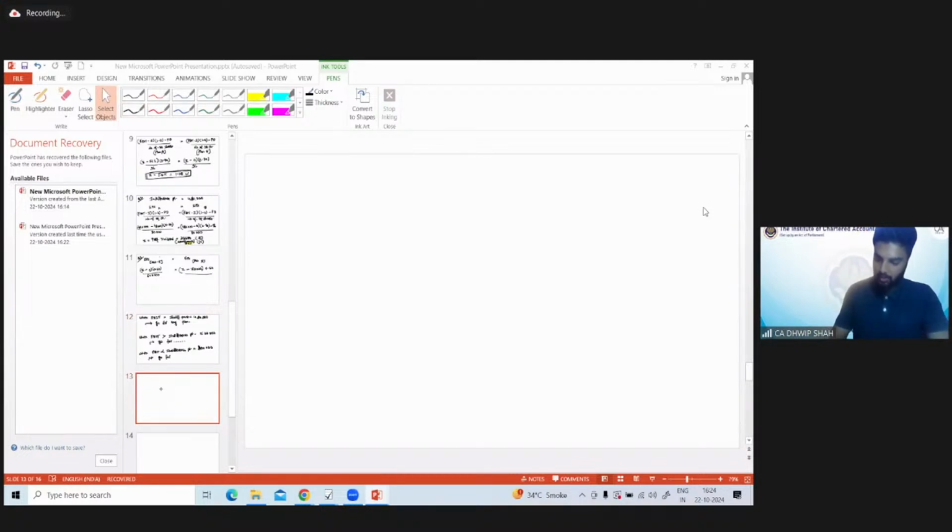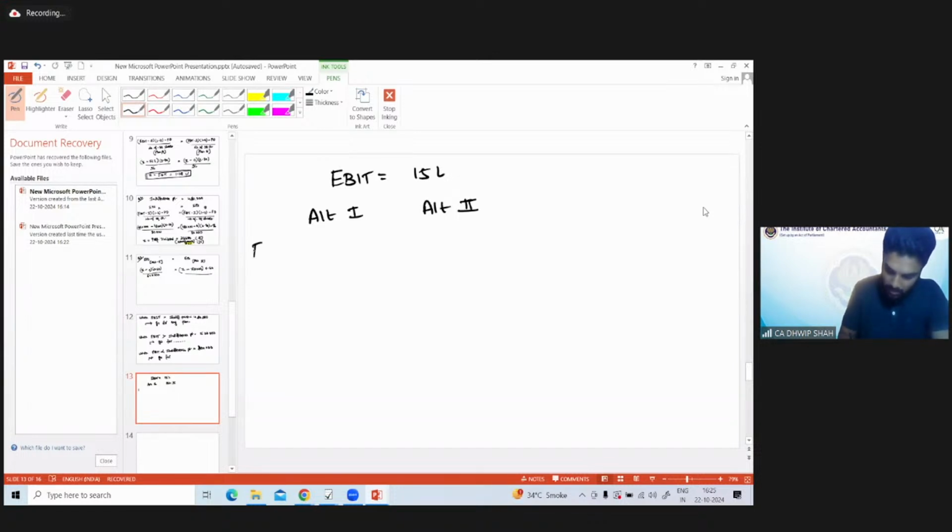Plan 1, case 1. Okay. When EBIT is 15 lakh, alternative 1, alternative 2, EPS is how much? 1.5, 2.34. Everyone? Same answer for all?